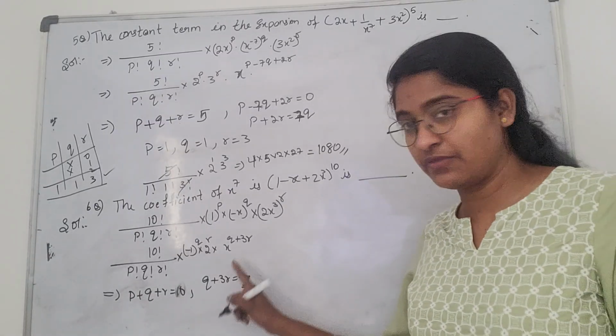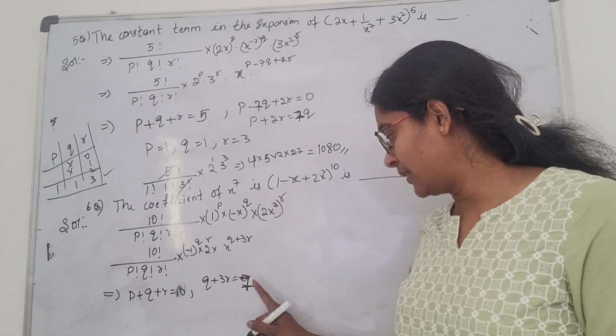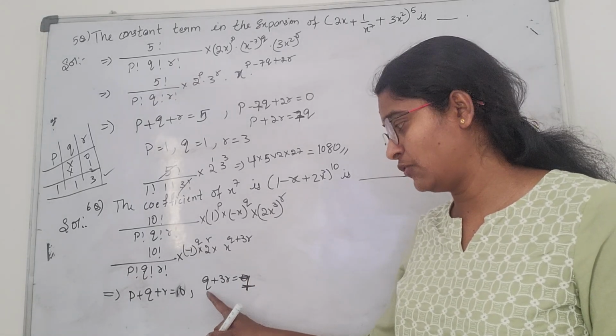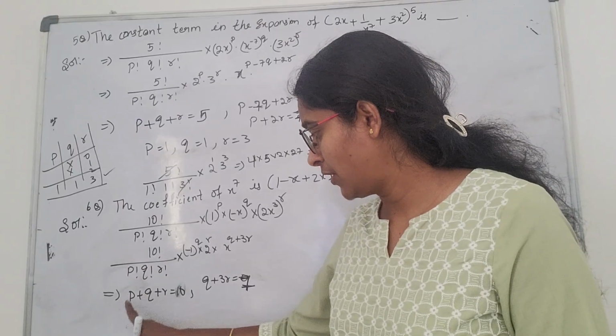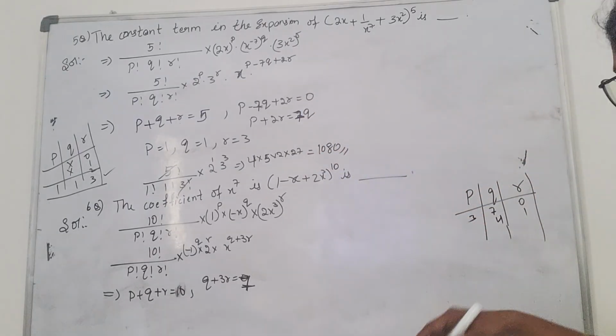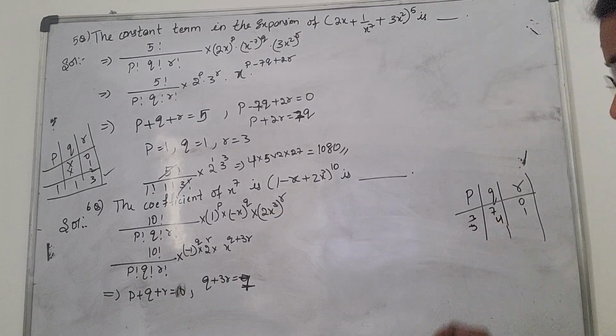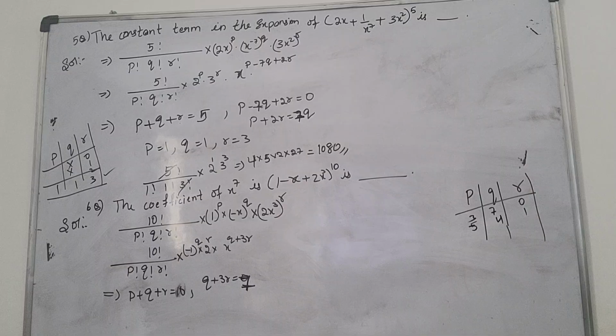So if I keep r at 1, 3 ones are 3. If I subtract 3, then q will become 4. So 1 and 4. This is 1 and this is 4. I need a 10, so I can write it as 5. 4 plus 1 is 5, so that's correct.